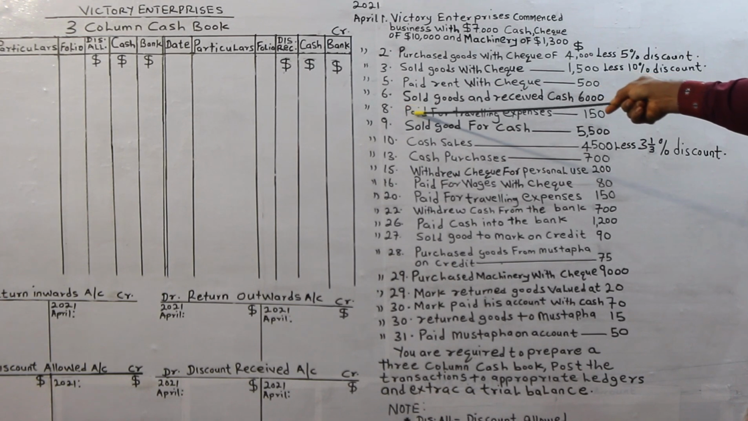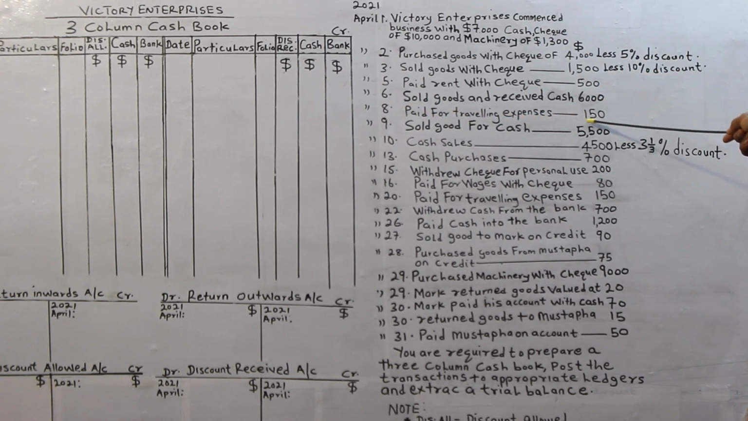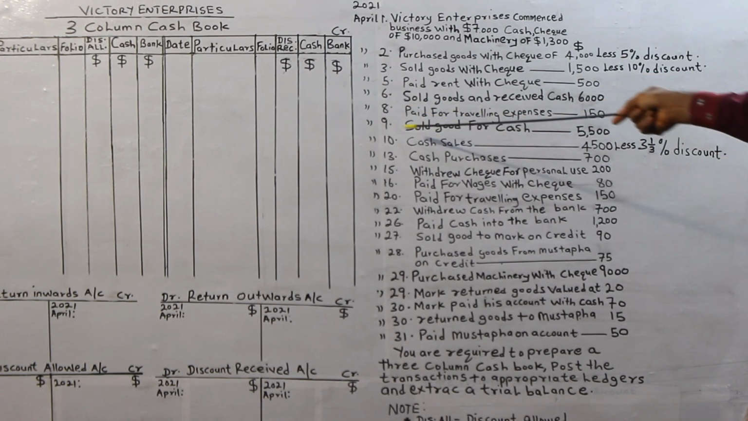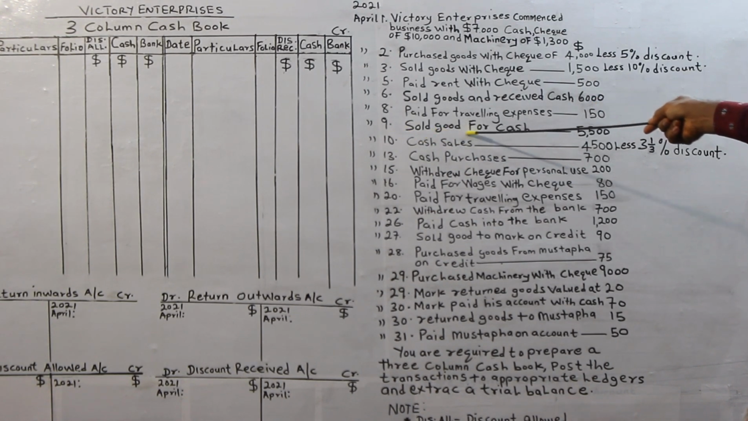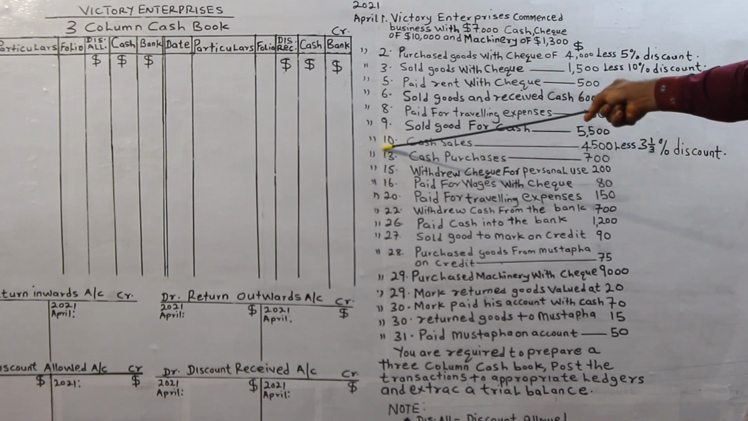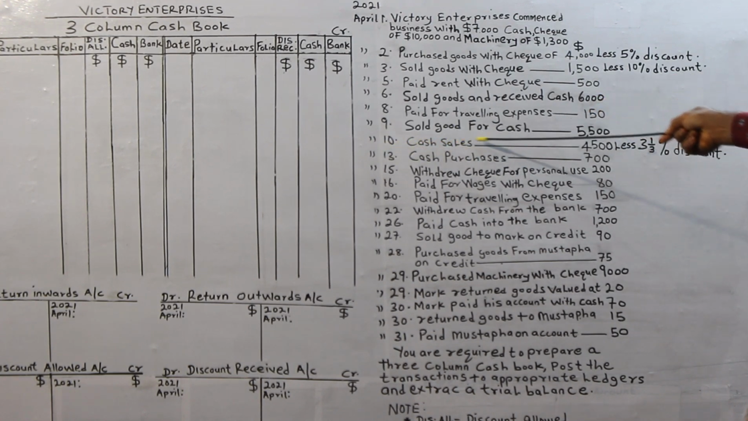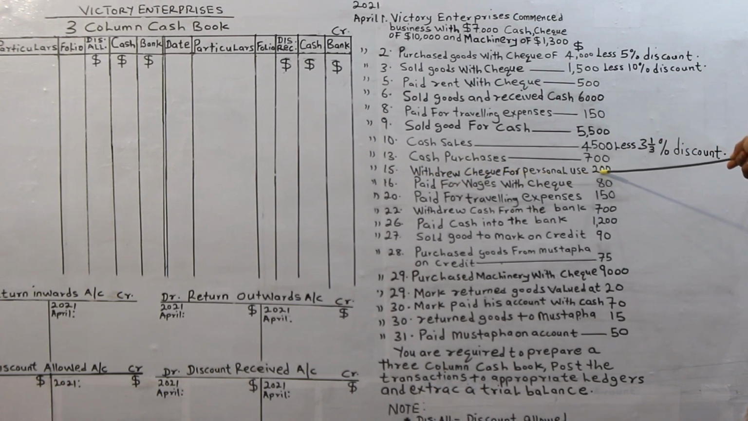April 8th, paid for traveling expenses $150. April 9th, sold goods for cash $5,500. April 10th, cash sales $4,500 less 3 1/3% discount. April 13th, cash purchases $700. April 15th, withdrew check for personal use $200.